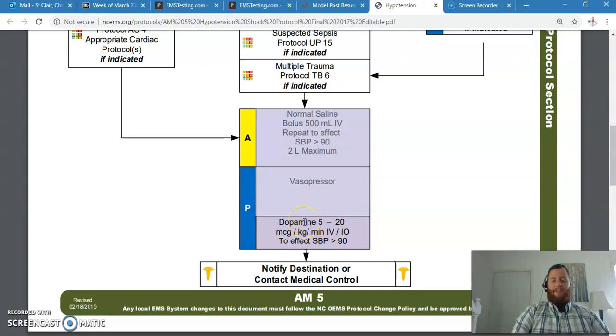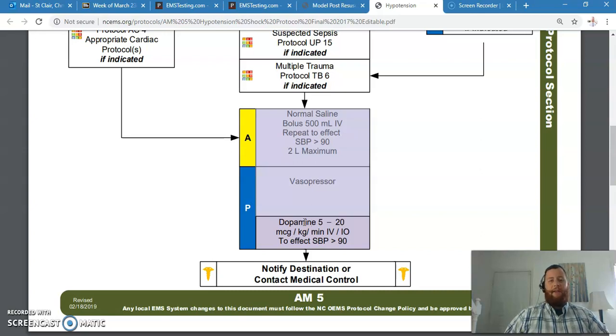Where dopamine is dose dependent and we have a low, medium, and high dose and our effect is different depending on how much we give, dobutamine is a pure inotropic agent. So we're not going to get much, if any, effect on the heart rate or vasoconstriction with the drug dobutamine. It's just going to increase myocardial contractility. That's all we're going to talk about dobutamine right now. That's the only thing that you need to know about it right now.